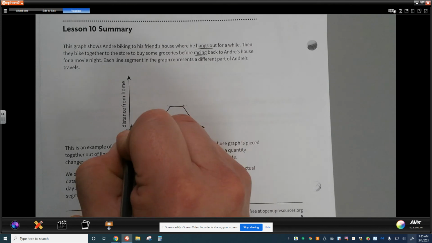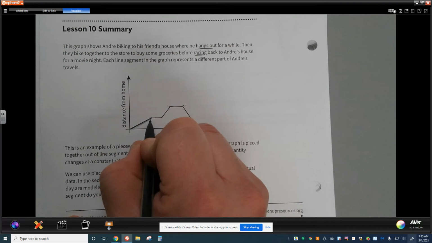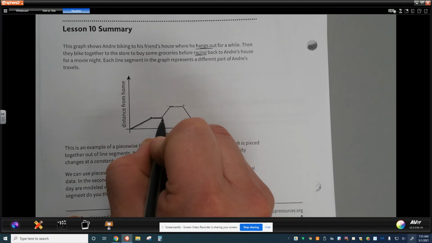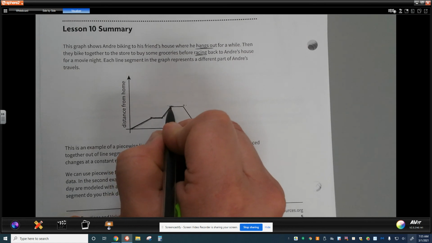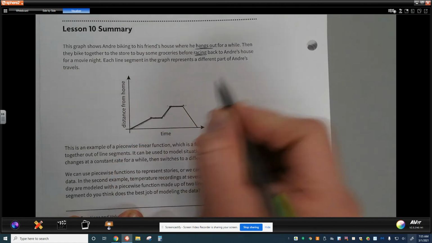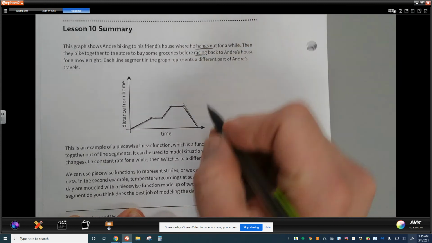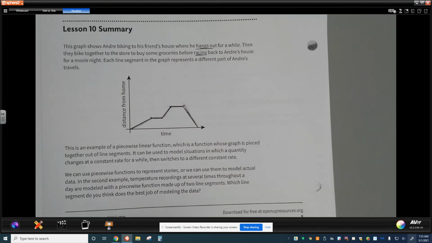So this is going to the friend's house. It's right here. Hanging out at the friend's house for a little bit. Going to the store. It's a little bit further away. Shopping at the store, and then racing home. We can see it's racing home because it's quite a bit steeper slope than the rest of it. So these pieces of this function just piece out the experience of what happened.